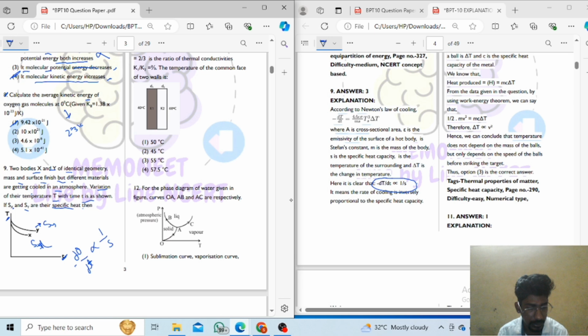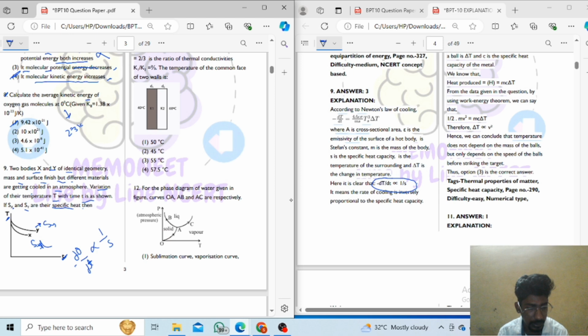That means v squared is proportional to del T. The mass of the object does not matter. So it doesn't matter how much the two balls weigh; the temperature rise will be the same for both, because no heat is lost.